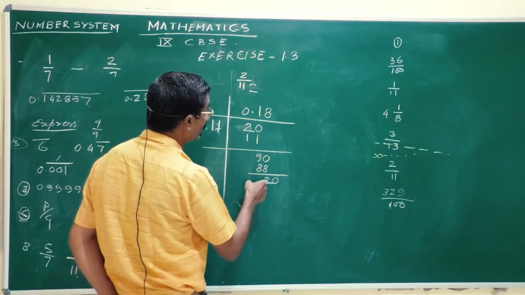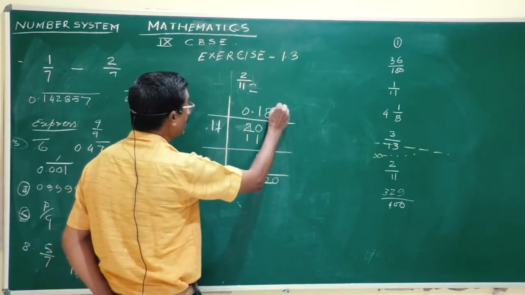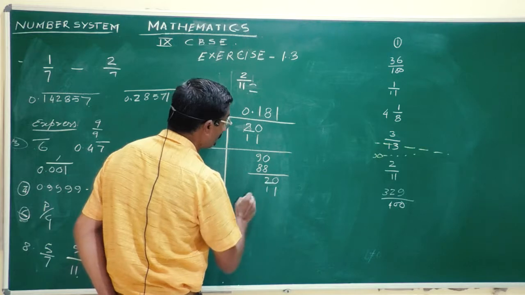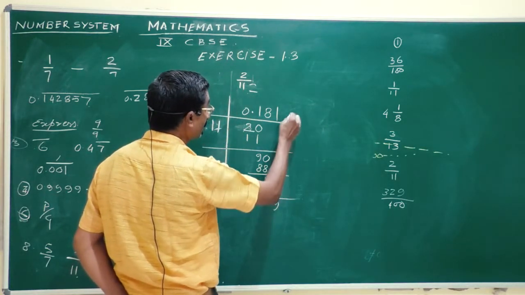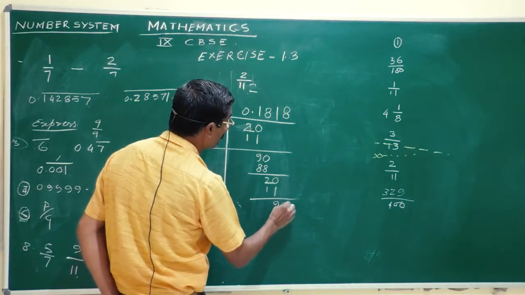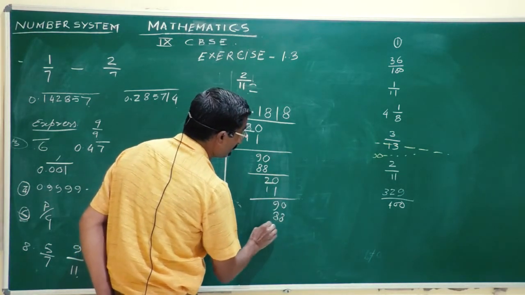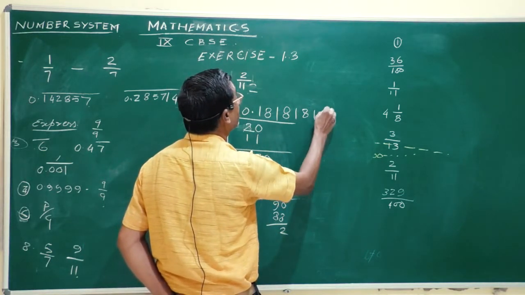11 8s are 88, so this is 2. Now 11 1s are 11, so the remainder is 9. So again this is 8, and 11 8s are 88, so this is 2. It means we will get 1 8 1 8 and so on.